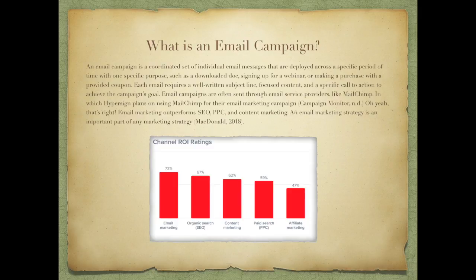An email campaign is a coordinated set of individual email messages that are deployed across a specific period of time with one specific purpose, such as downloading docs, signing up for a webinar, or making a purchase with a provided coupon. Each email requires a well-written subject line, focused content, and a specific call to action to achieve the campaign's goal. Email campaigns are often sent through email service providers like MailChimp, and Hypersign plans on using MailChimp for their email marketing campaign.